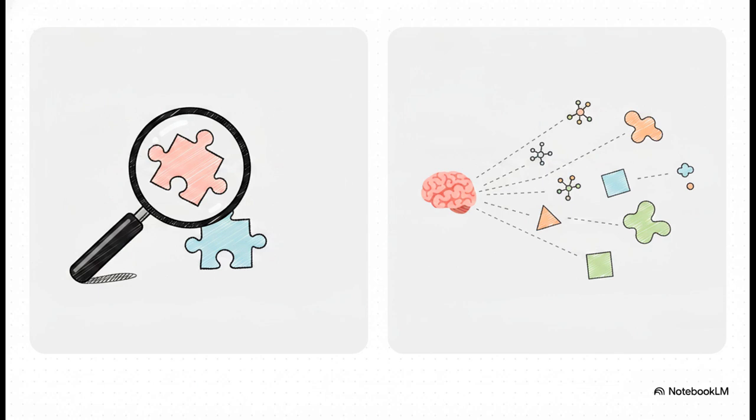But then, on the flip side, we have semantic retrieval. This is where the magic of vector embeddings comes in to understand the actual meaning. It knows that an article talking about a quick automobile is exactly what you want, even if your specific keywords are nowhere to be found.